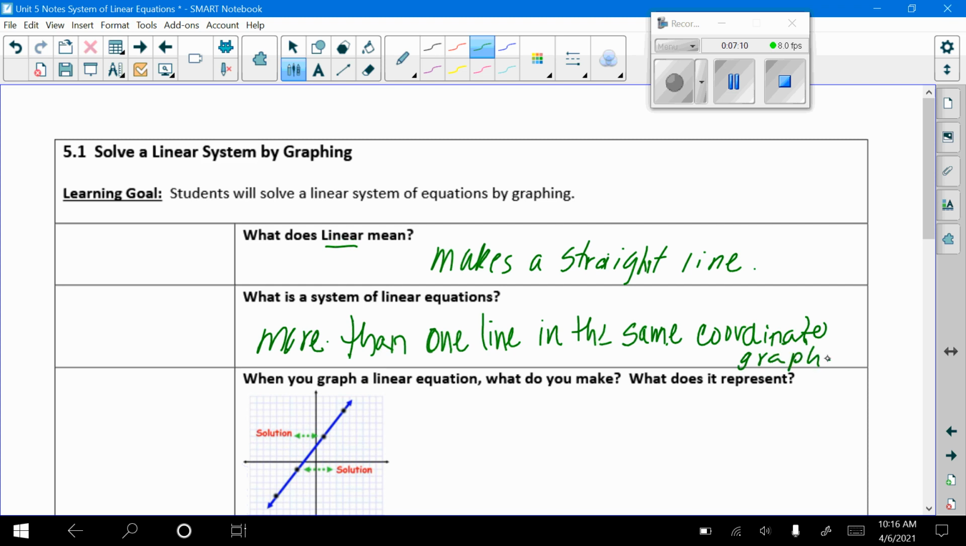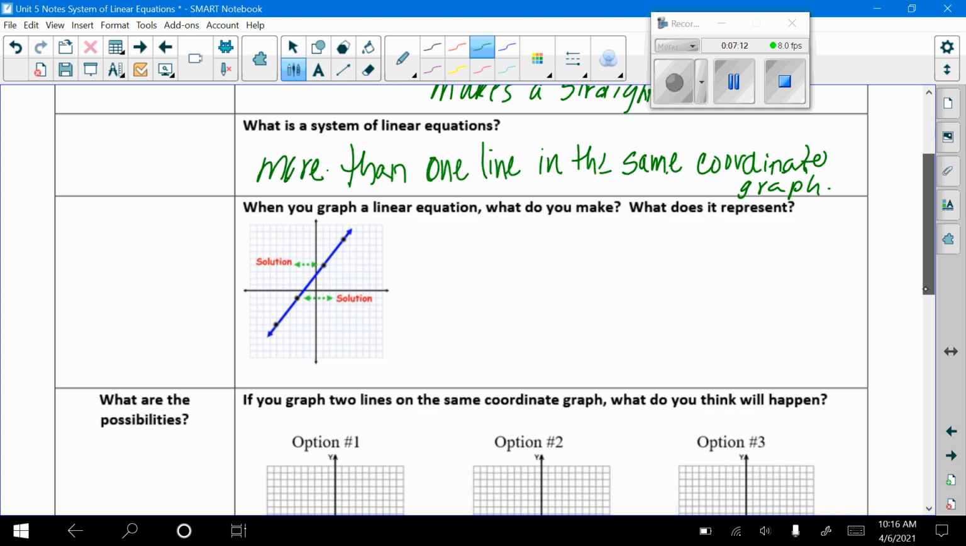Okay, so more than one line in the same coordinate graph. So when you have a graph of a linear equation, what do you make, and what does it represent? Well, this whole line that we made is a line of solutions. We make a list of solutions. So anything that's on this line is actually a solution.